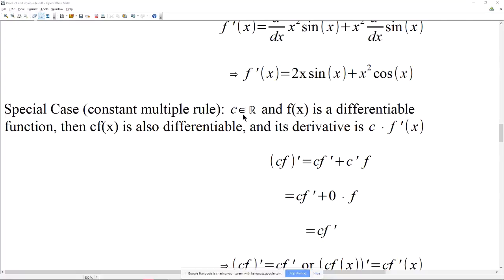Okay. The middle one means element of. And R means the set of real numbers. So this means C is an element of real numbers, or in other words, C is a real number is what it's basically saying.